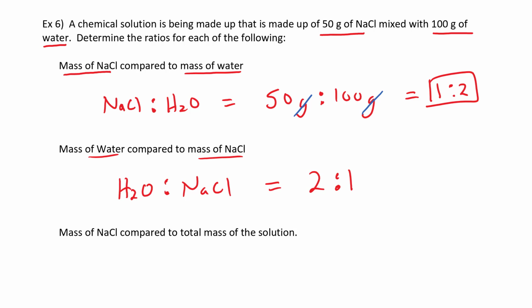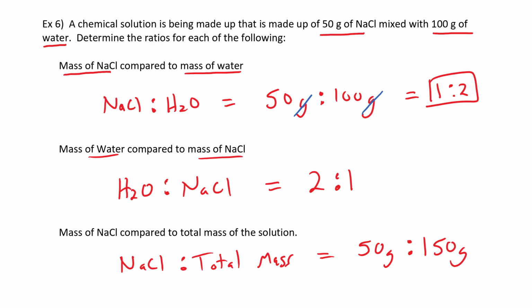We could also ask for the mass of NaCl compared to the total mass of the solution. So this is NaCl compared to your total mass. And what do we get here now? NaCl is 50 grams. The total mass, well, we have 50 grams of NaCl plus 100 grams of water gives me 150 grams. Again, same units, they cancel out. And here we get 1 to 3 ratio. We're not done yet.